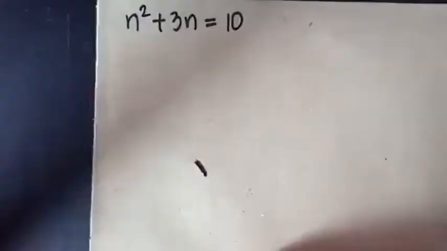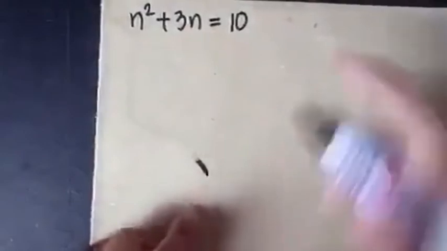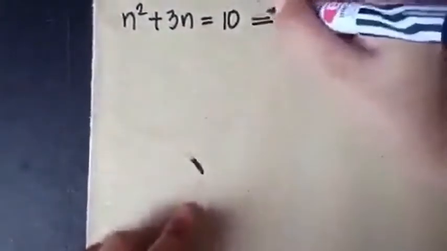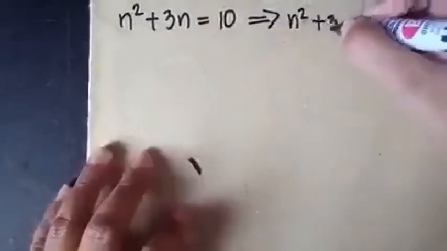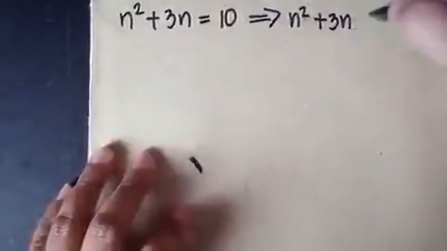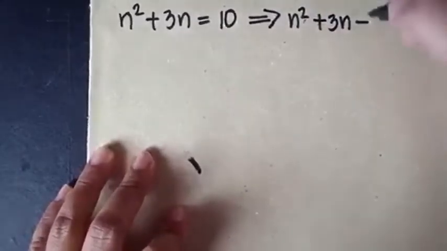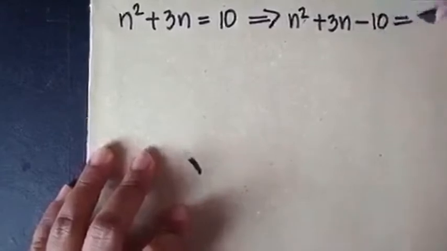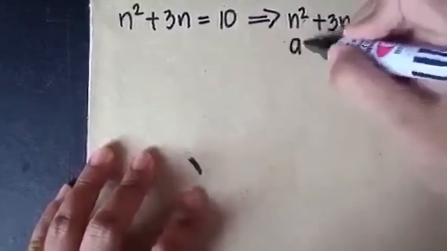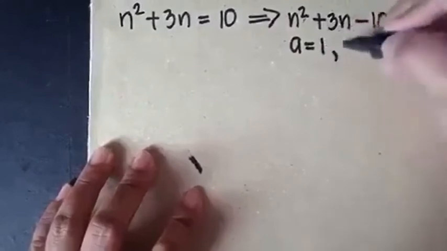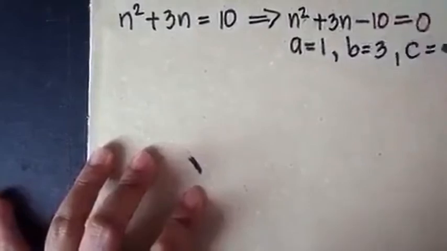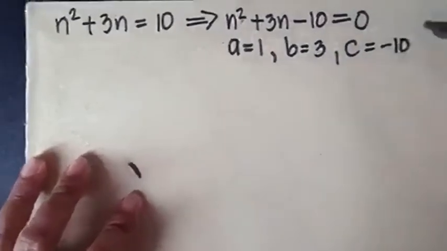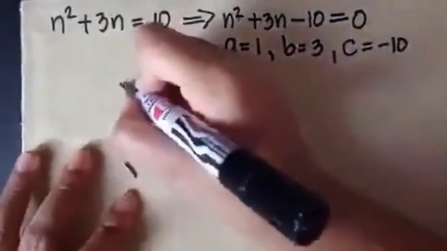Okay? Okay, so let us have n squared plus 3n is equal to 10. So, kailangan ito gawin nating standard form. So, we have n squared plus 3n. So, transpose natin si negative 10. Kaya siya magiging negative 10. Okay? So, that makes our A equal to 1. B is 3. And C is negative 10.